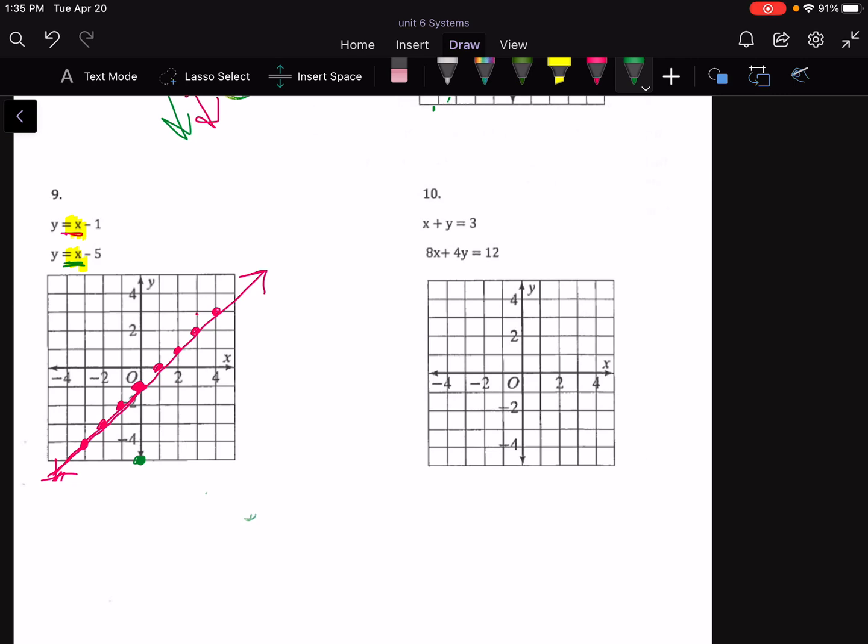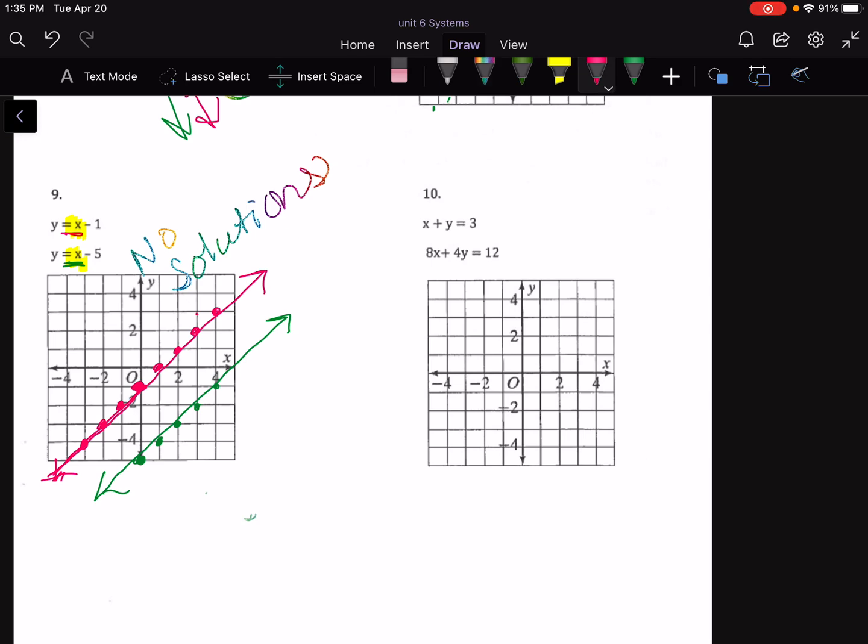So for this one, I'm going up one to the right one, up one to the right, and we can keep doing that. And you'll notice, again, we have parallel lines. Because we have parallel lines, there are no solutions because they are never getting any closer together or any farther apart.